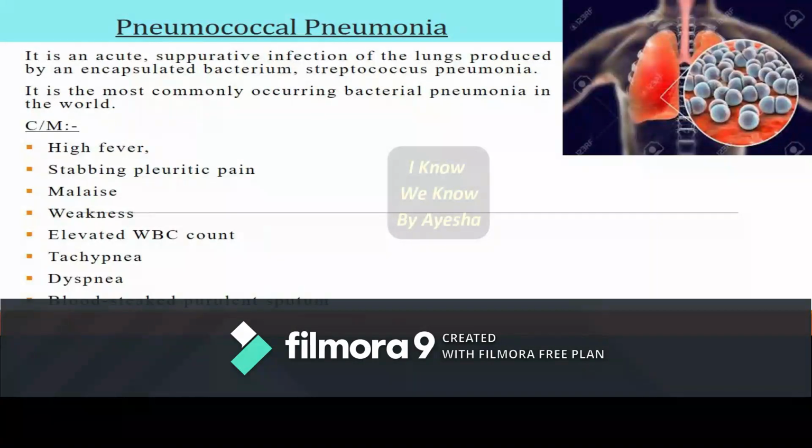Pneumococcal pneumonia is an infection of the lung produced by the encapsulated bacterium Streptococcus pneumoniae. Most commonly, this bacteria causes pneumonia in the world. Coming to the clinical manifestations of this type of pneumonia, such as high grade fever, stabbing pleuritic chest pain, malaise, weakness, elevated WBC count, tachycardia, dyspnea, and blood streaked purulent sputum.